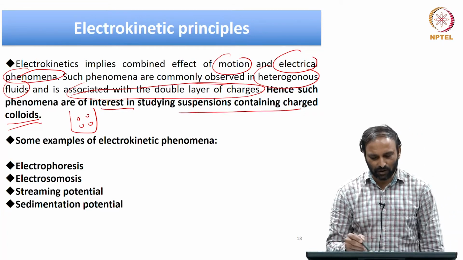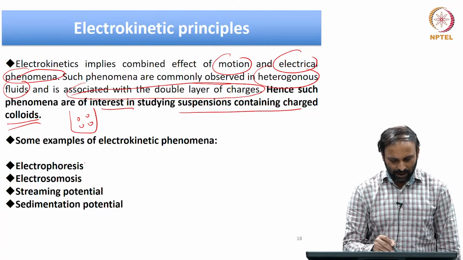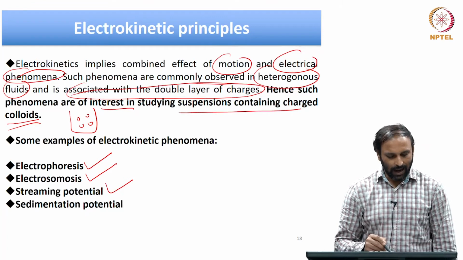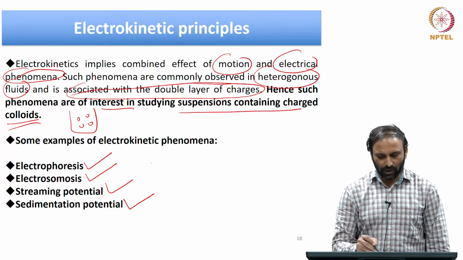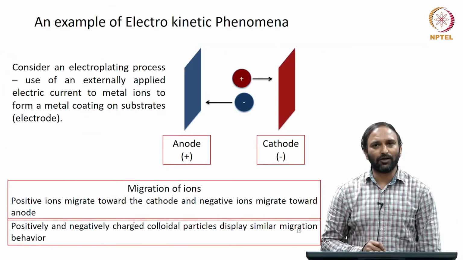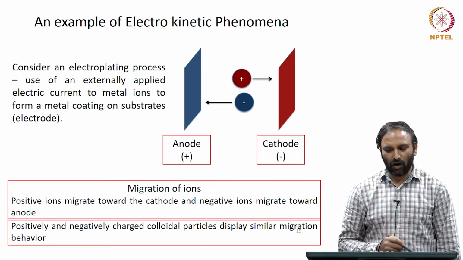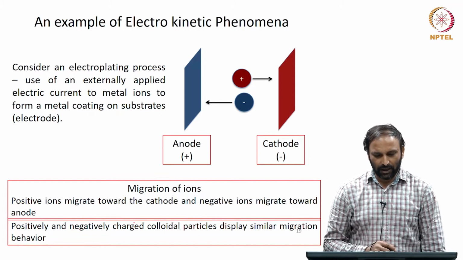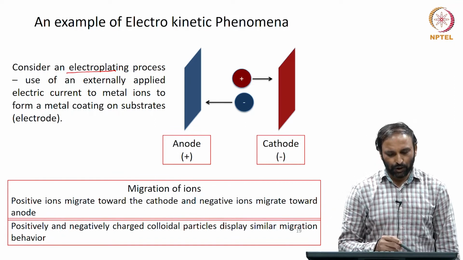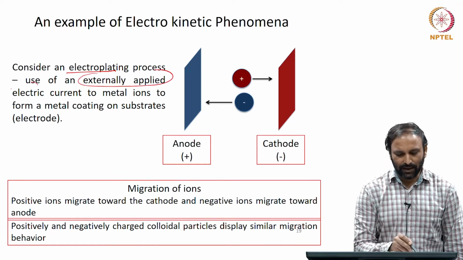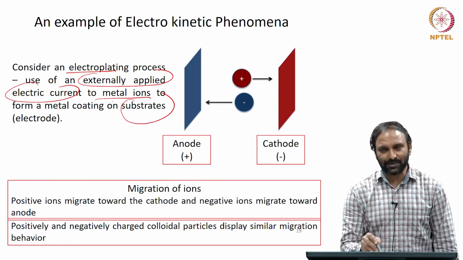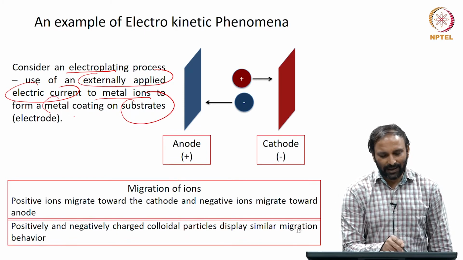Some of the examples of electrokinetic phenomena are electrophoresis, electroosmosis, streaming potential, and sedimentation potential. We will look at each of these aspects. Before we do that, I would like to give an example of an electrokinetic phenomenon that all of us know. If we look at processes such as electroplating, you use an externally applied electric current to deposit metal ions on a substrate, so that you can obtain a metal coating.